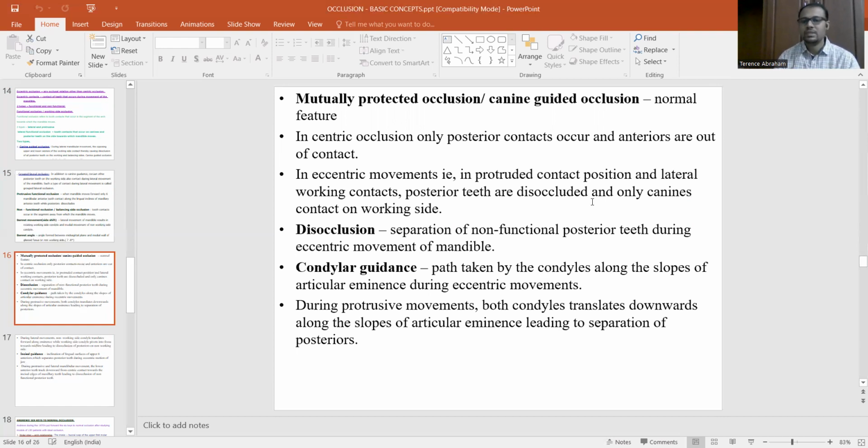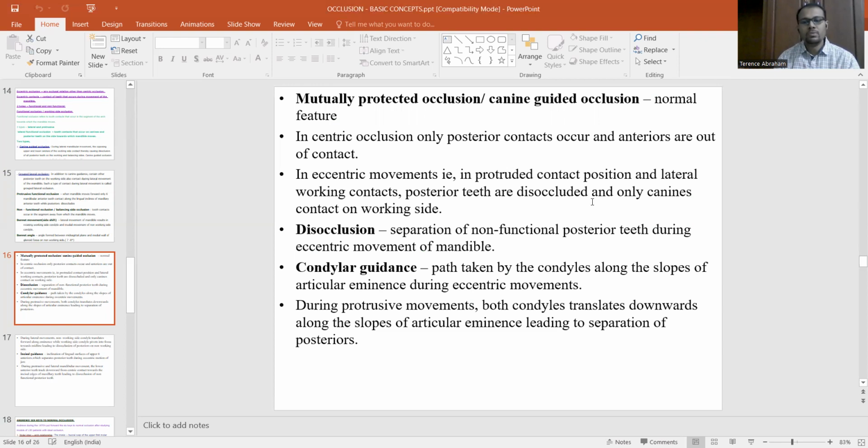What is disocclusion? It is the separation of non-functional posterior teeth during eccentric movements of the mandible. What is condylar guidance? It is the path taken by the condyles along the slopes of the articular eminence during eccentric movements. As I told before, when the mandible moves to one side, the path taken by the condyle along the glenoid fossa in the working side as well as the non-working side, that movement of the condyle is known as condylar guidance.